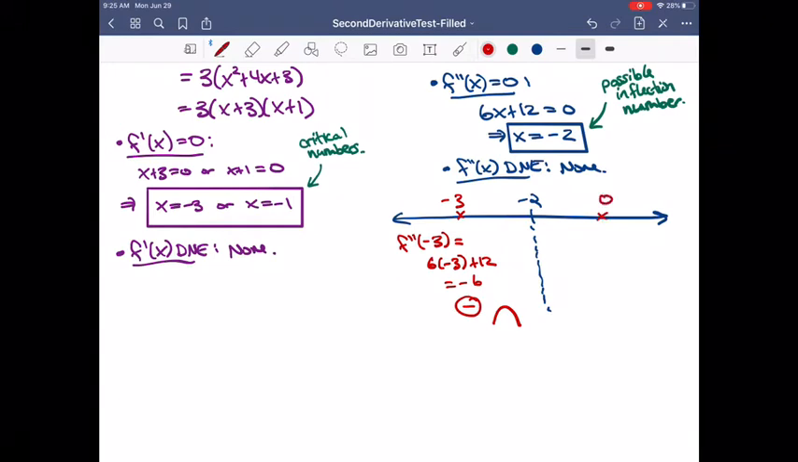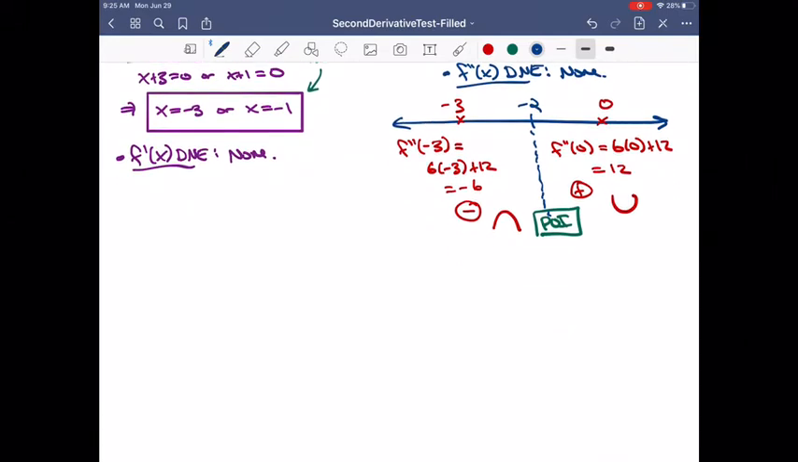If I'm bigger than negative 2, maybe I'm 0. That's going to be 6 times 0 plus 12, so that's 12. So it's positive, which means it's happy, or concave up. Okay, that means that this point where it changes is a point of inflection. So we want all the inflection points, so we're going to want to find the y value at x equals negative 2.